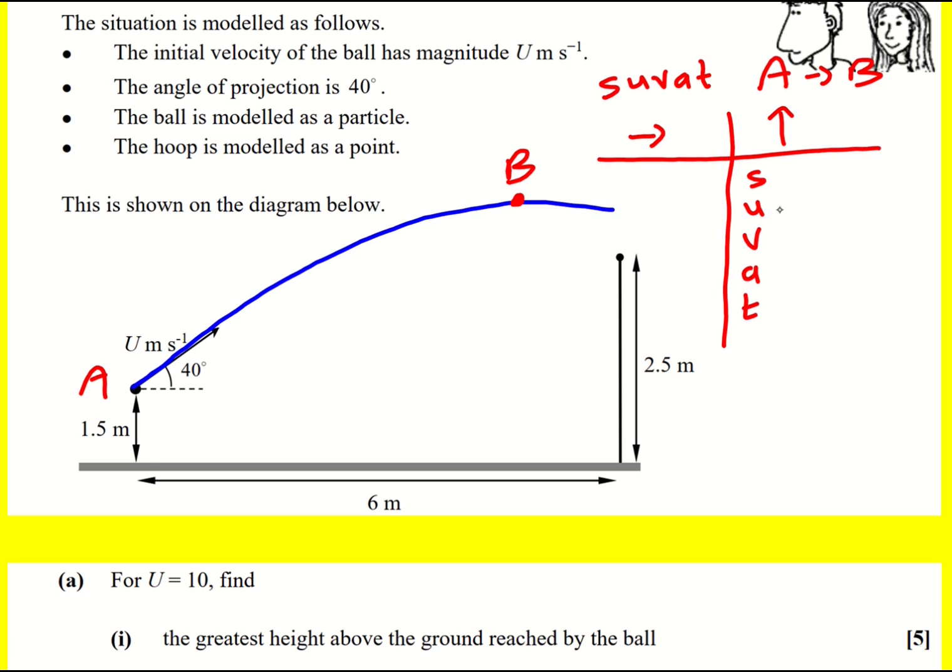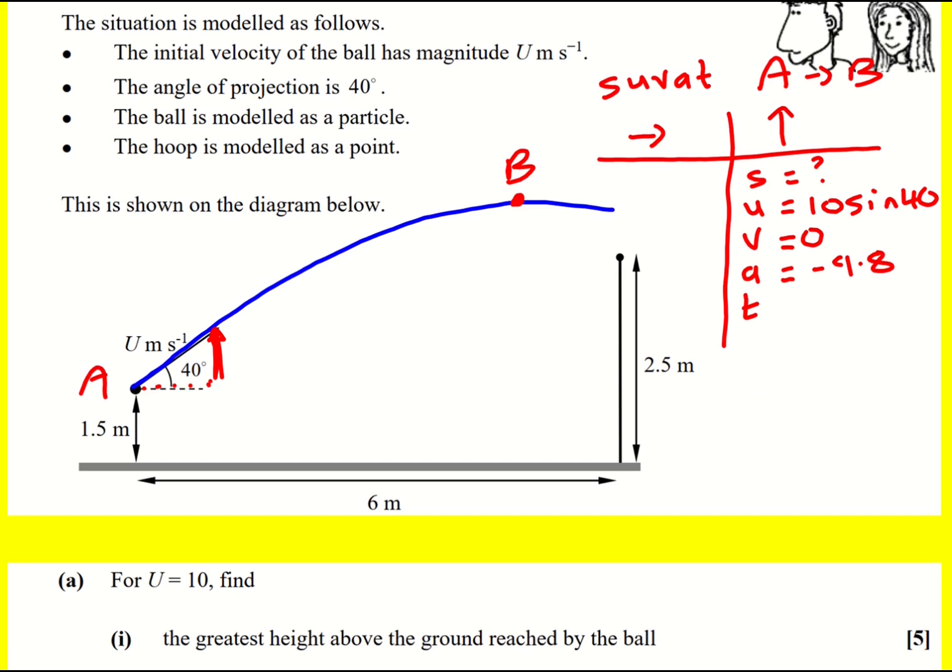So applying Suvat up, the initial velocity is going to be 10 sine 40, because it's like opposite the angle. If I draw my triangle here, this is the velocity I'm interested in at the moment. V is then going to be 0 because it's where it's momentarily at rest. That's the maximum height. And A is minus 9.8. And we want to work out what S is. So the missing one is T.